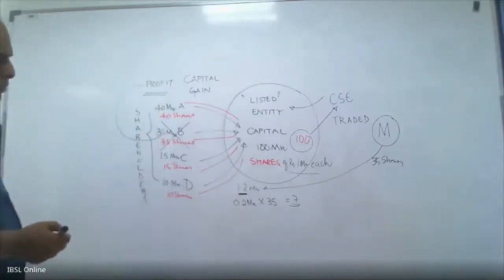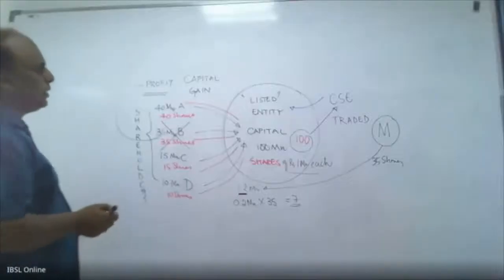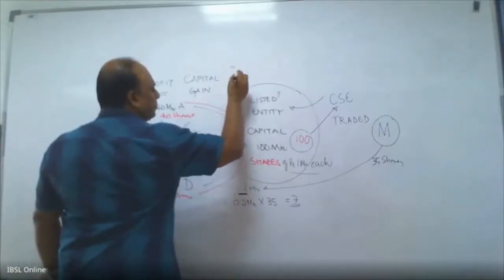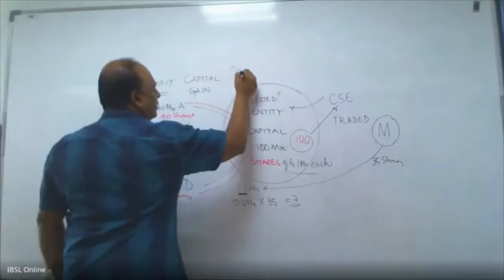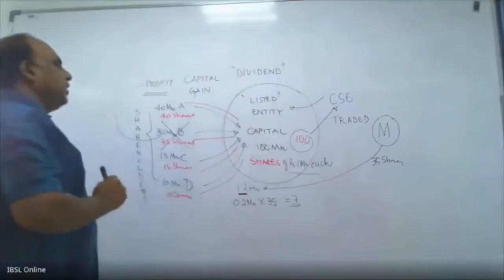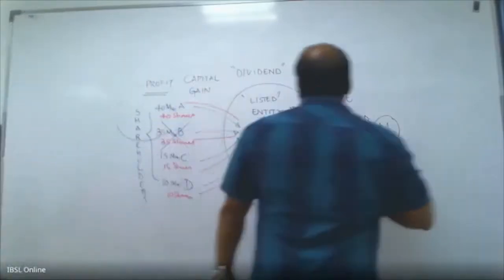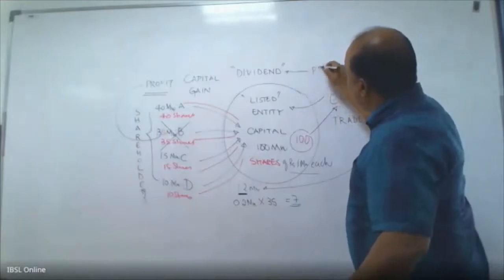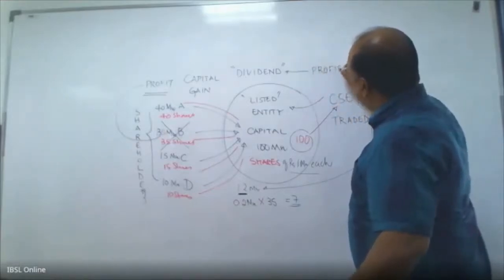What is the return? Dividends. What do you call it? Return is? I introduced this term. What is it? Dividend. So they will get in return something called dividend. And from where do you get this dividend? That is from the profits.